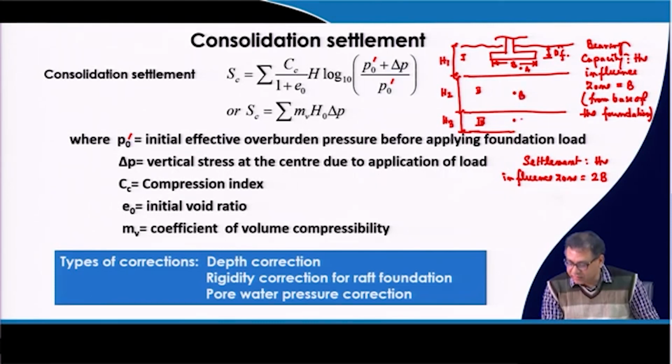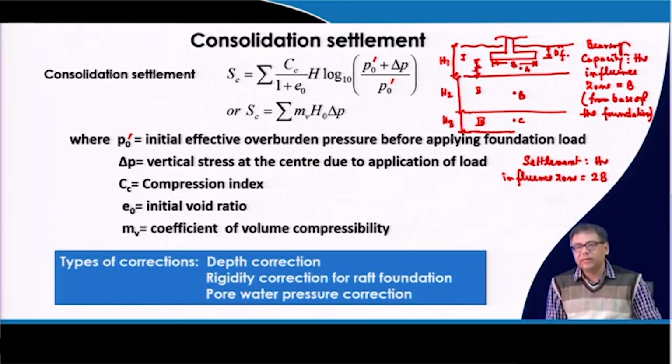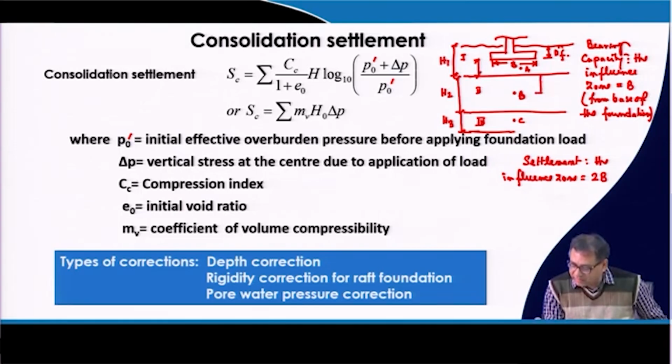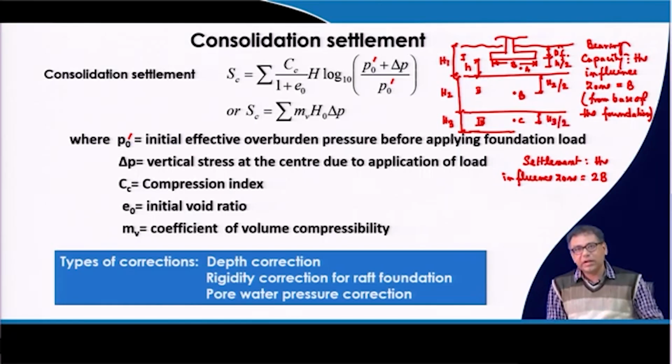So, this is B point, this is C point. That means this A point is the middle of this thickness. Okay. Similarly, B point is the middle of this, here I can write this is H2 by 2, and if this is a small h, then this value is small h by 2, and this will be H3 divided by 2. So, that means middle of each layer.